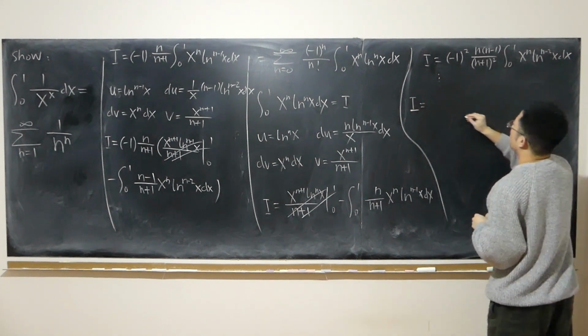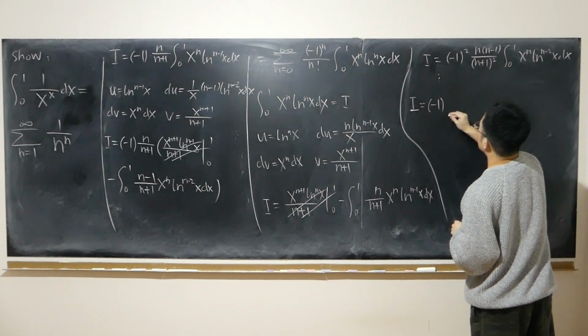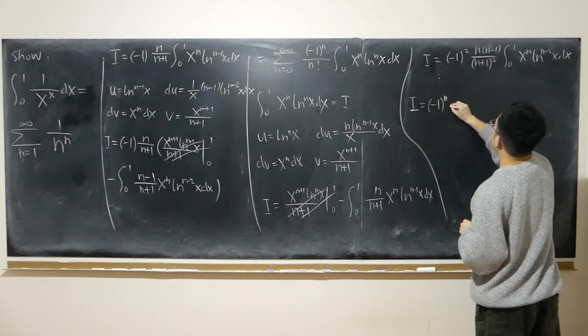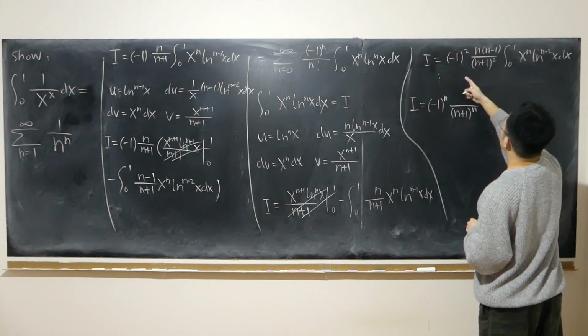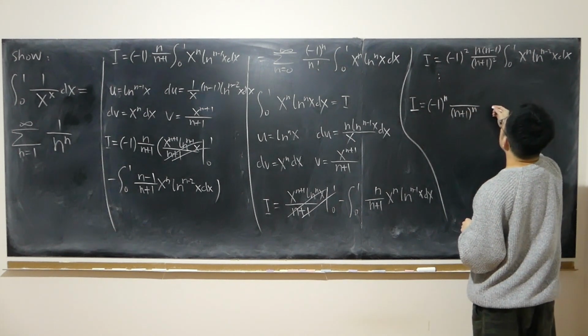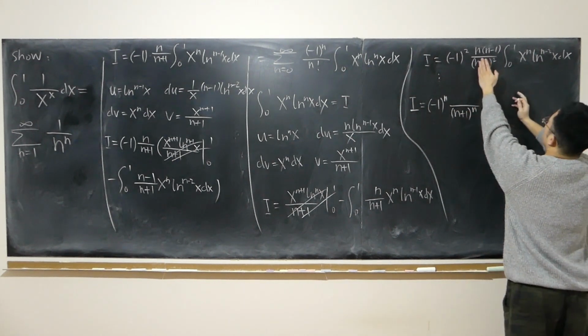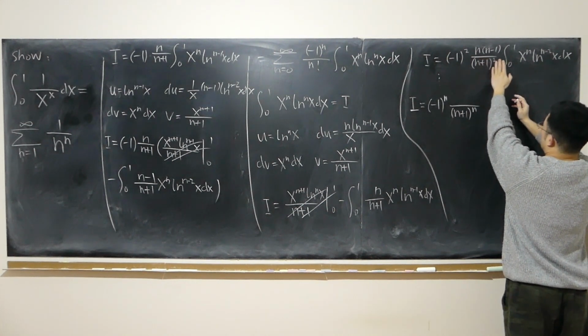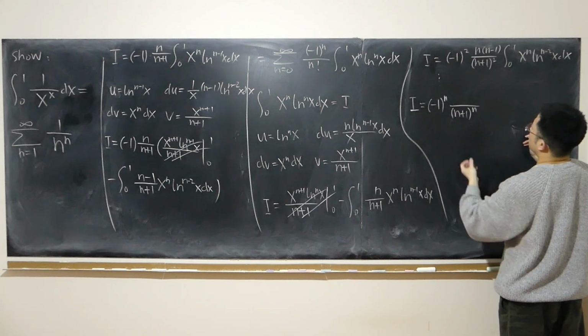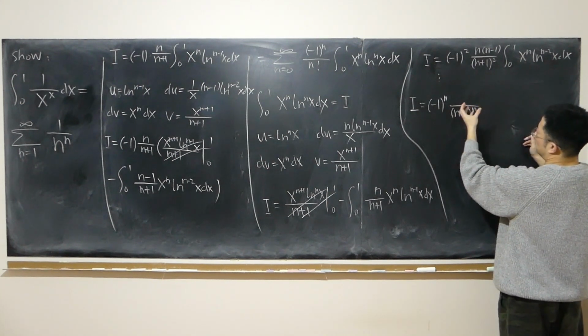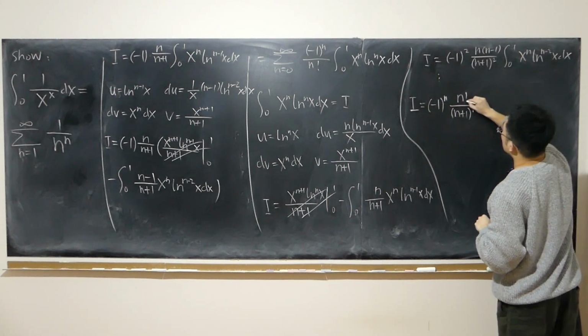If we do it n many times, then eventually I will become negative 1 to the power of n, n plus 1 to the power of also n, it's consistent. So we have n times n minus 1 times n minus 2 all the way. So n terms, it must be n factorial, n times all the way down to 1. Must be n factorial.